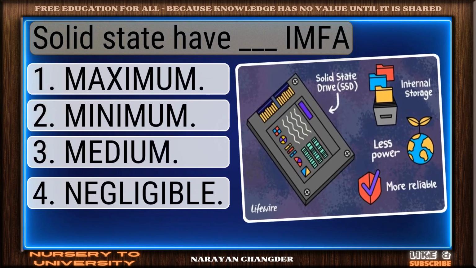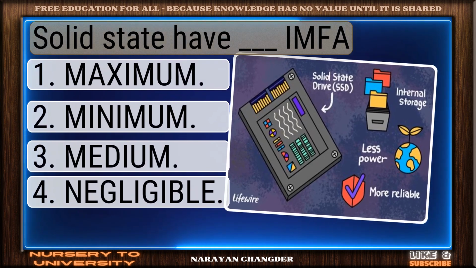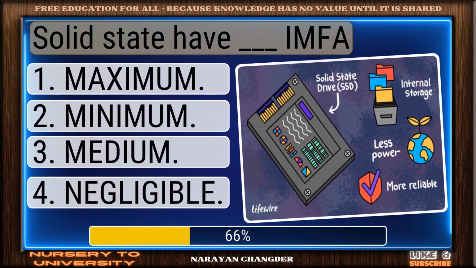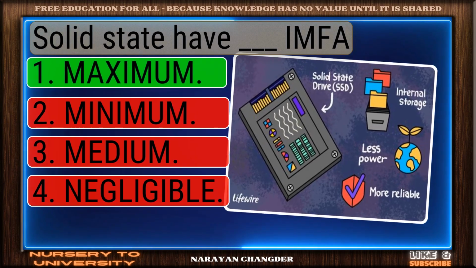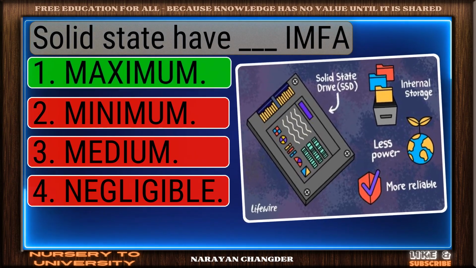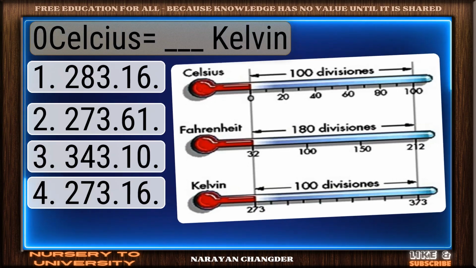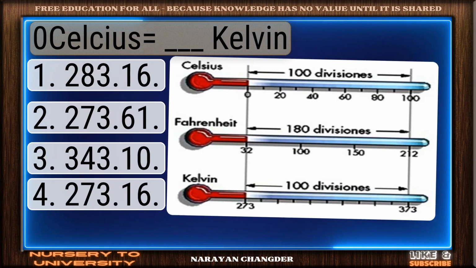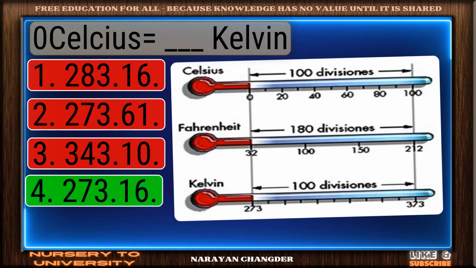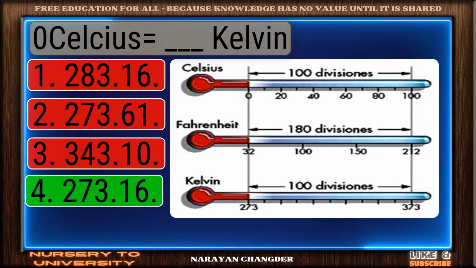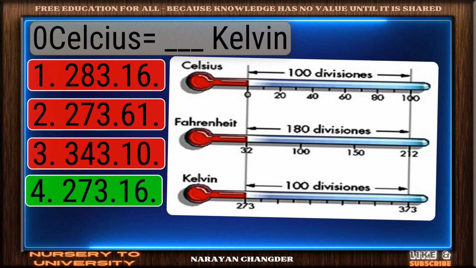Question number 99. Solid state has dash intermolecular forces. Clear logic. Your choice, maximum, is sound and 100% true. Question number 100, 0 degrees Celsius equals dash Kelvin. Great job. 273 K is the accurate answer.